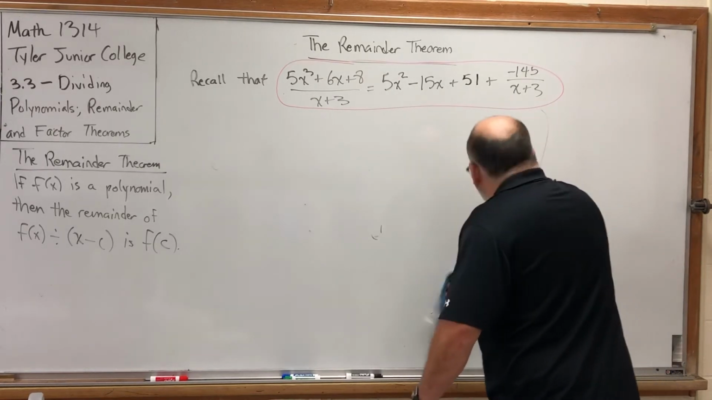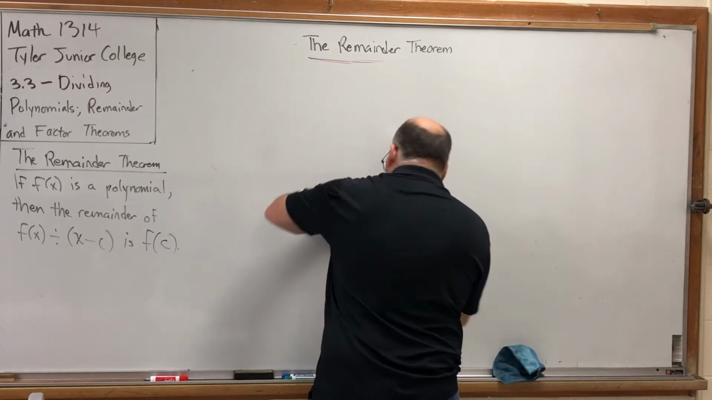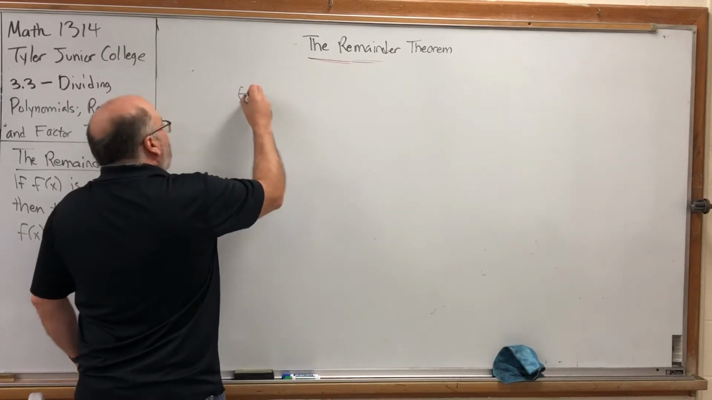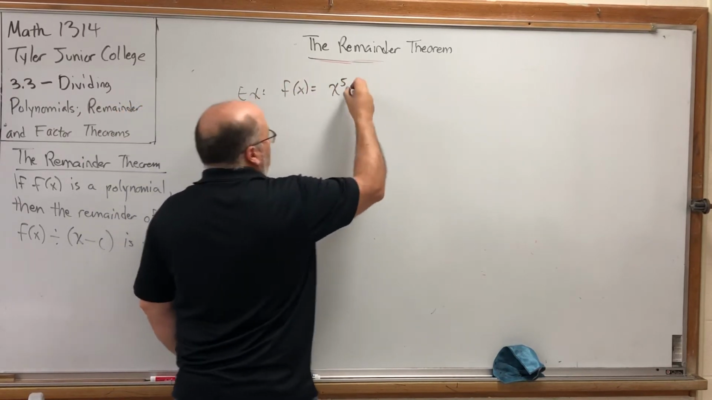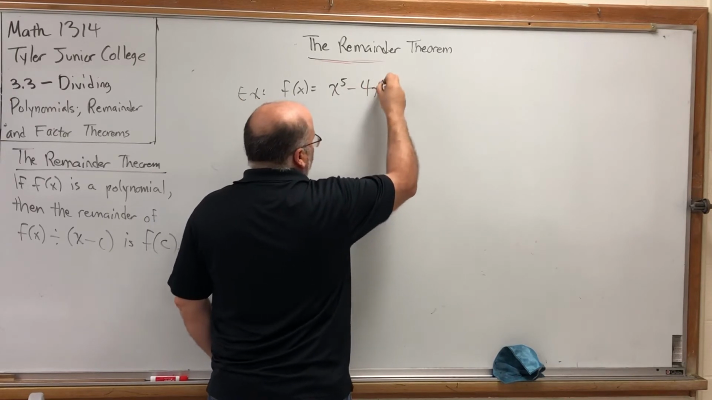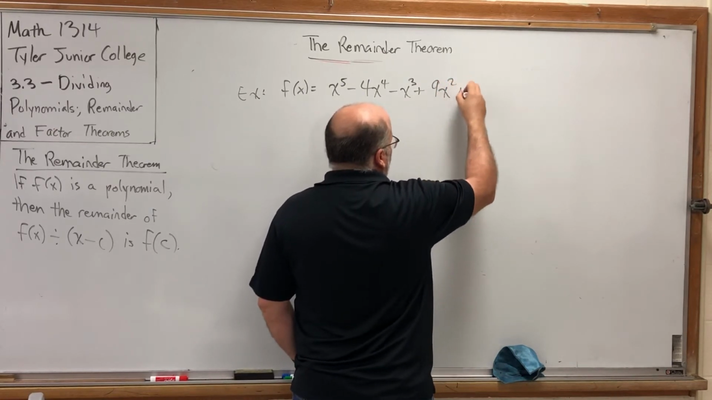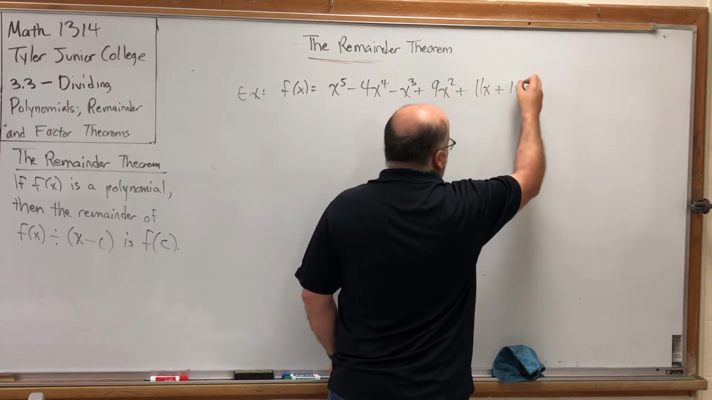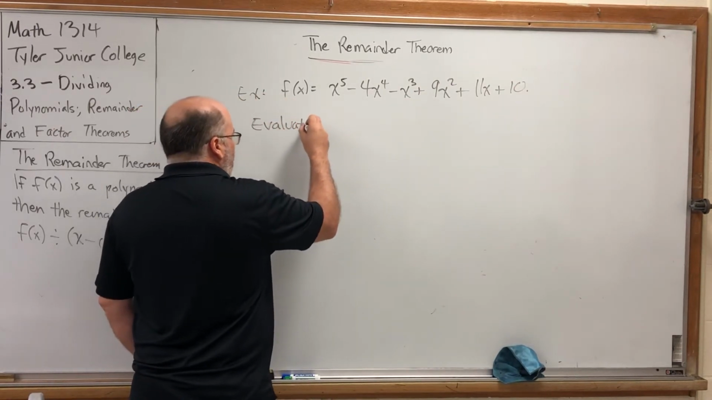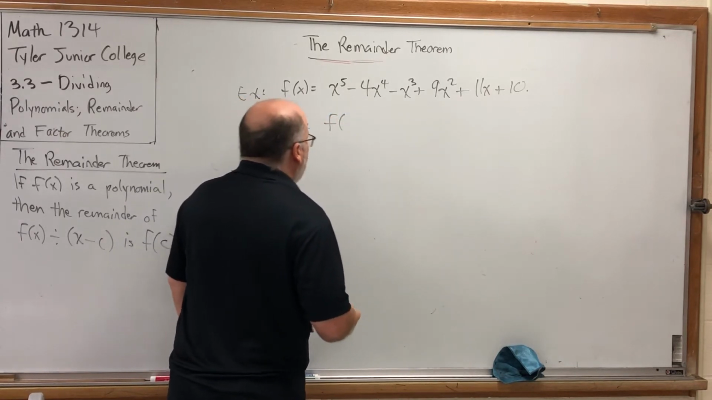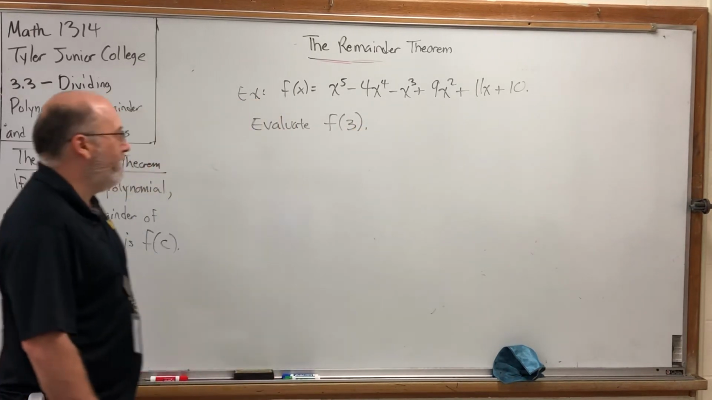For example, let's say that f of x is equal to x to the 5th power minus 4x to the 4th power minus x to the 3rd power plus 9x to the 2nd power plus 11x plus 10, and I ask you to evaluate, let's say, hope this doesn't get too out of control, but it doesn't matter. Let's say I ask you to evaluate f of 3.